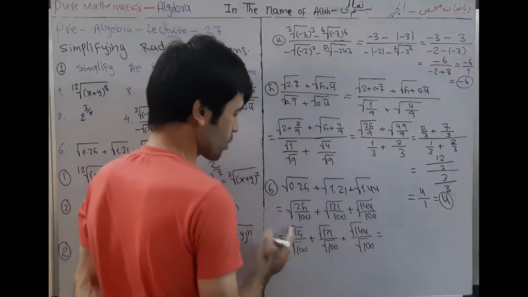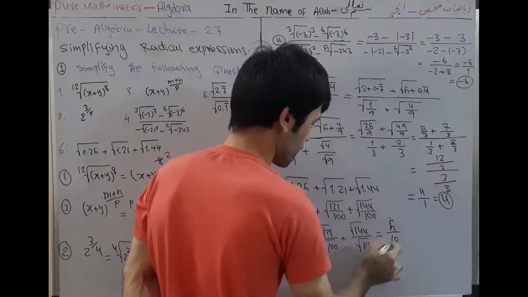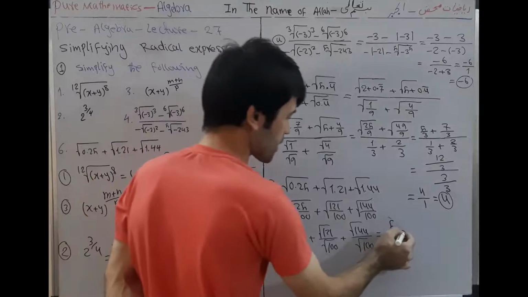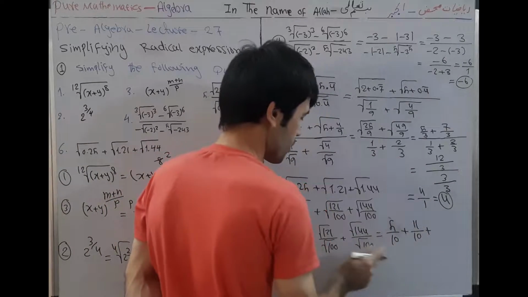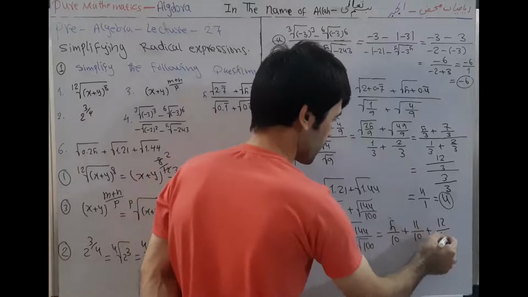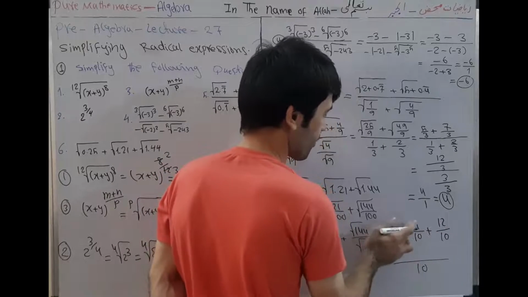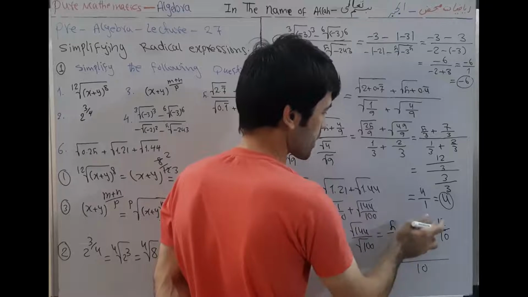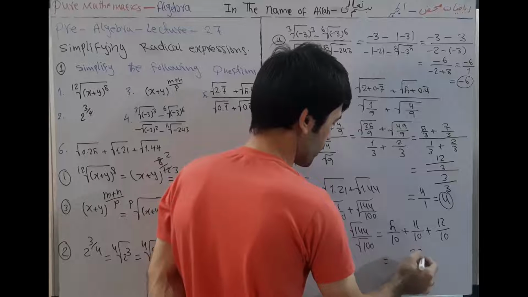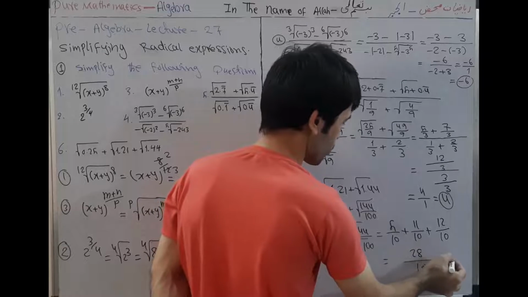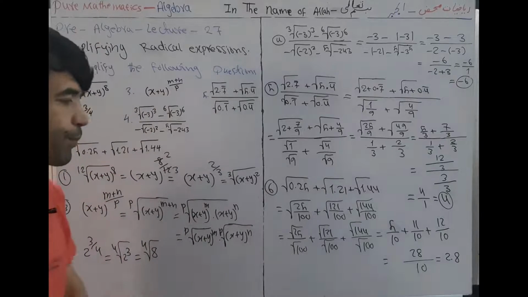It is equal to, square root of 25 is 5 over 10. Square root of 100 is 10, plus 11 over 10 plus 12 over 10. It is equal to 5 plus 11, 16, 16 plus 12, 28, over 10. 28 divided by 10 is equal to 2.8. It is the answer of question 6.